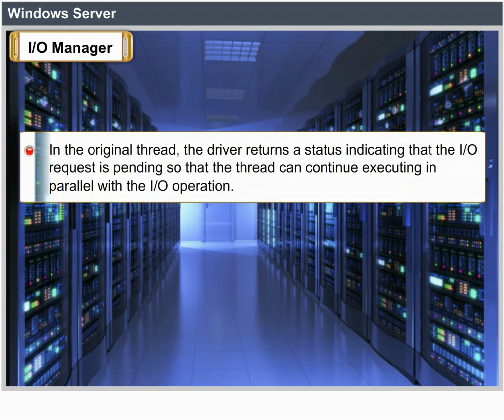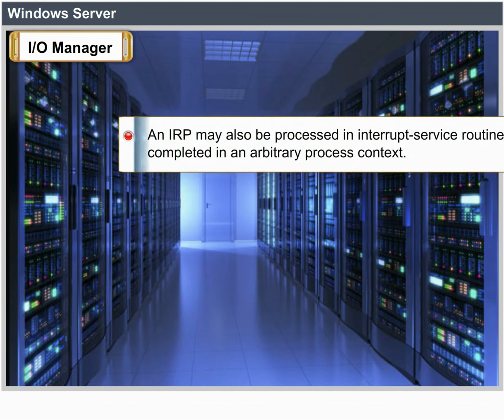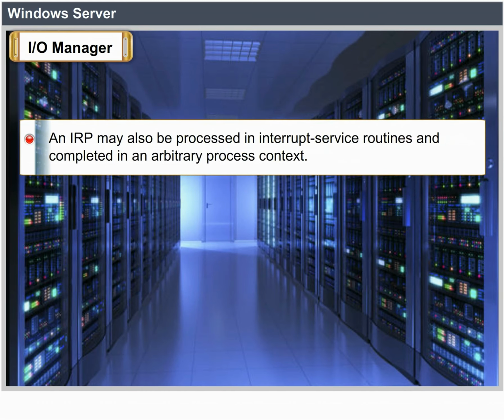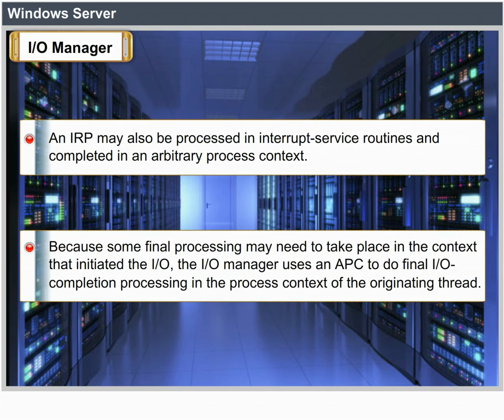An IRP may also be processed in interrupt service routines and completed in an arbitrary process context. Because some final processing may need to take place in the context that initiated the I/O, the I/O manager uses an APC to do final I/O completion processing in the process context of the originating thread.